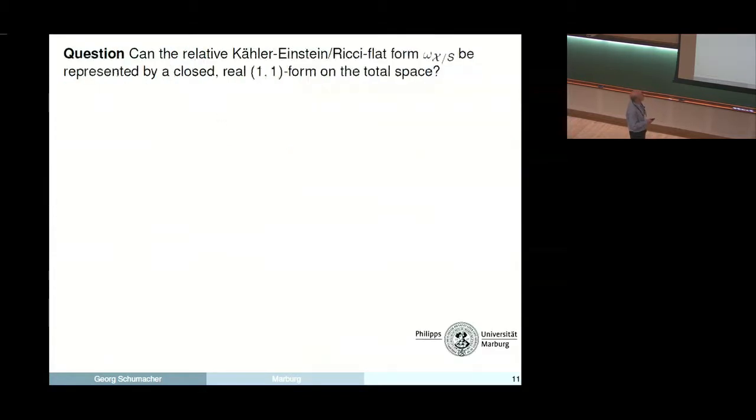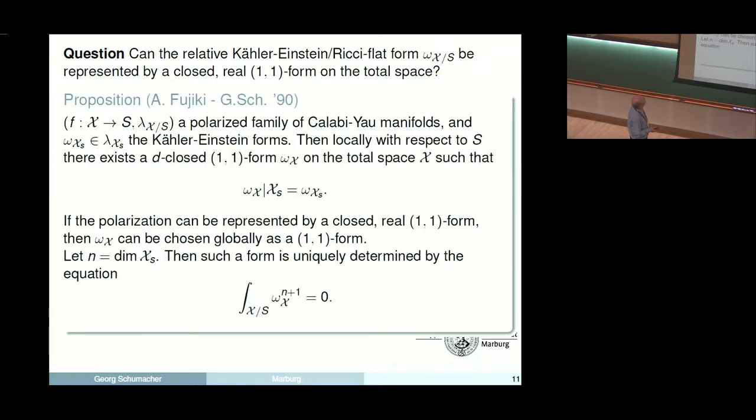And yeah. So our question will be, can the relative Kähler-Einstein form be represented first by a real 1-1 form on the total space, and maybe is it induced by a Kähler form on the total space? And that is what I would like to talk about. So part of this thing has already been answered quite a while ago.